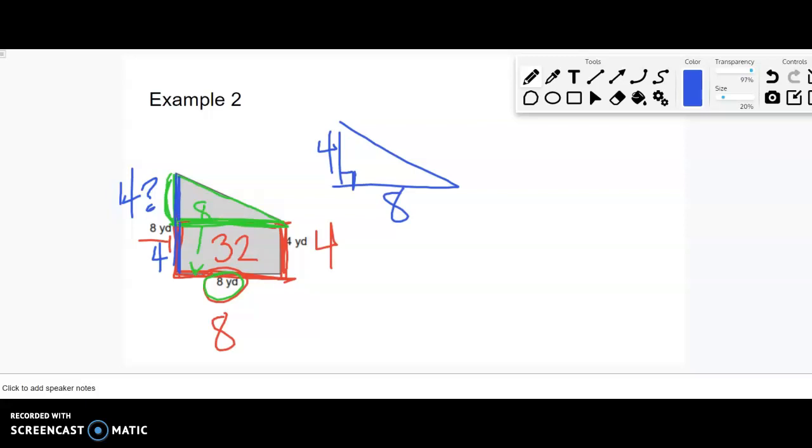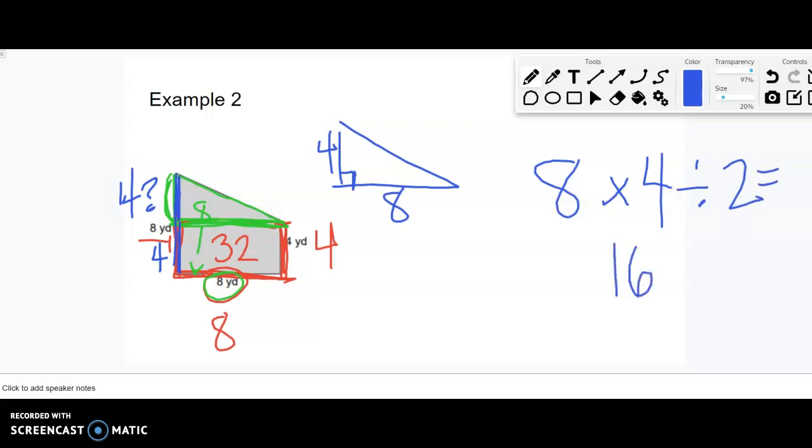How do I find the area of a triangle? Base, 8, times height, 4, divided by 2. 8 times 4 is 32, divided by 2 is 16. So I know the area of my triangle is going to be 16.